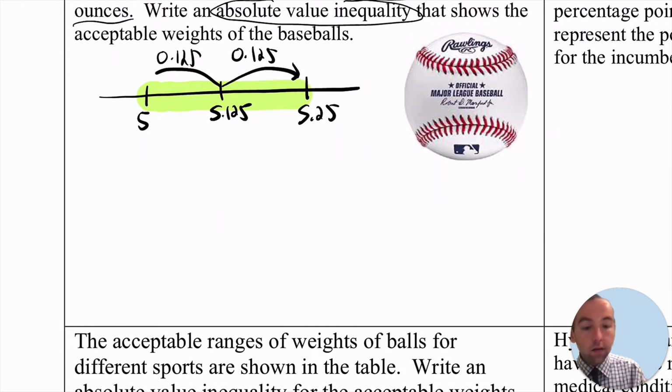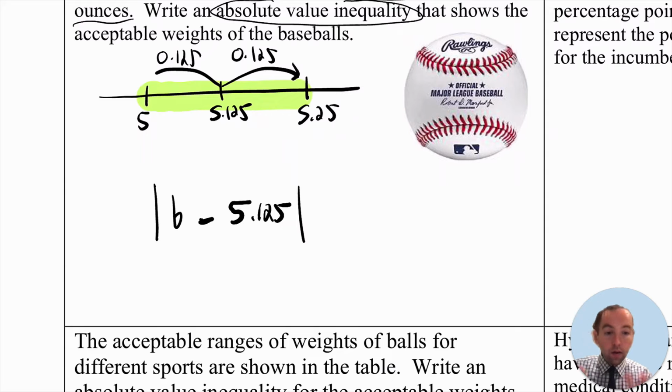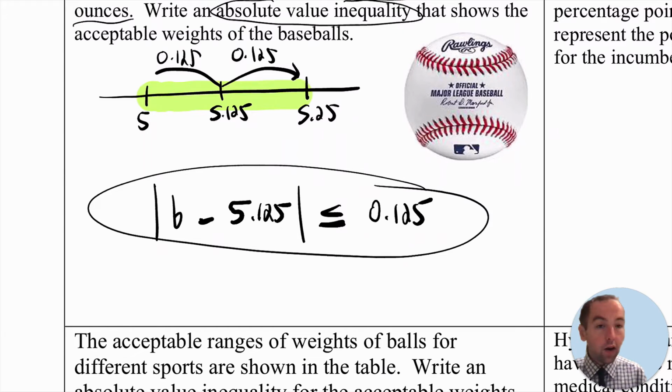So if we write this as an absolute value inequality to represent the weights of the baseball, if I pick the variable b to represent the weight of a baseball, then you subtract the middle of that interval, so 5.125, then because we're within a certain range, we need the distance to be less than, and I guess it could be equal to, because we can include the endpoints, the tolerance. And the tolerance is how far away, plus or minus, you're willing to go from the middle. So that absolute value inequality represents the range of the possible weights of the baseball there.